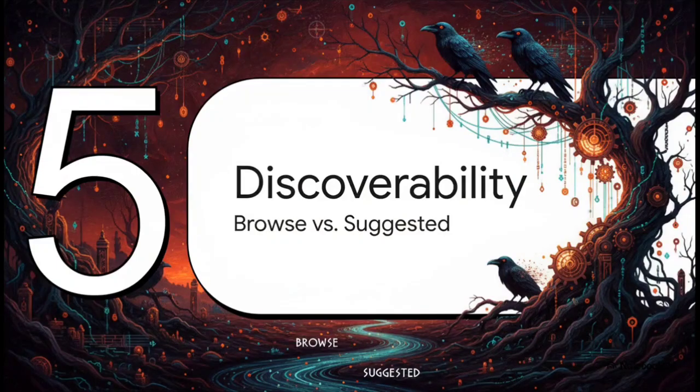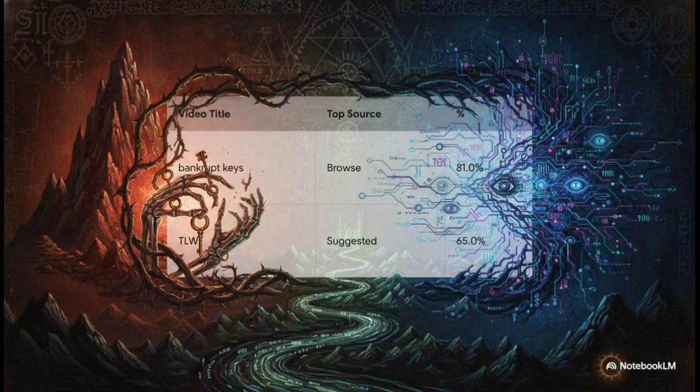Section 5. Discoverability. Browse versus suggested. Let's try to syntax debug the syllogistic logic of where these viewers are actually coming from. The machine pushes negotiate bankrupt keys straight to the homepage, driving 81% of its traffic from browse features. It's a primary hook. But for TLW, the algorithm completely flips its strategy, relying on the suggested feed for 65% of its traffic. It's learning in real time. The machine understands it can't just blindside someone with deep lore right out of the gate. TLW only makes sense to recommend after they're already down the rabbit hole.